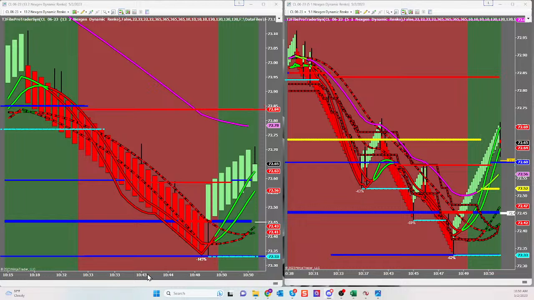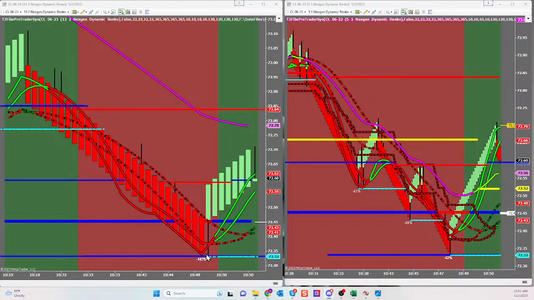Man, and when it happens quick, it becomes a little difficult sometimes. So guys, there it is right there. 72.33, perfect termination condition. Absolutely no trigger lines go through.